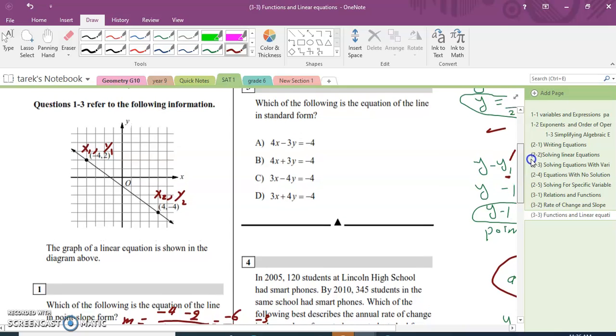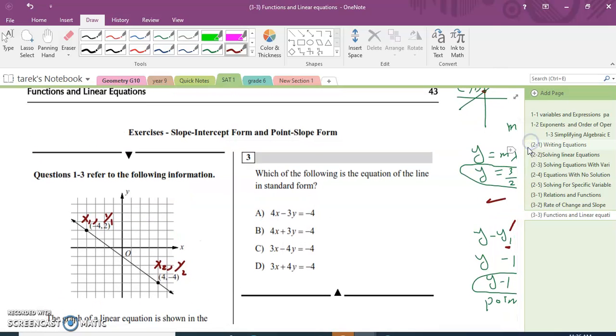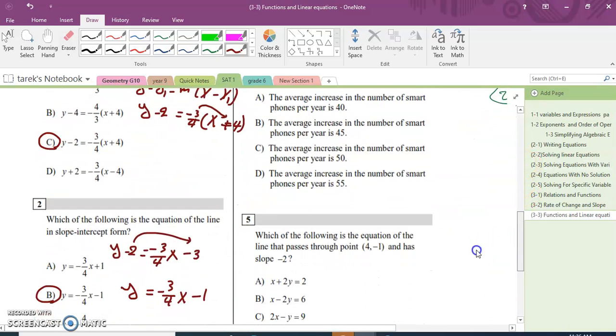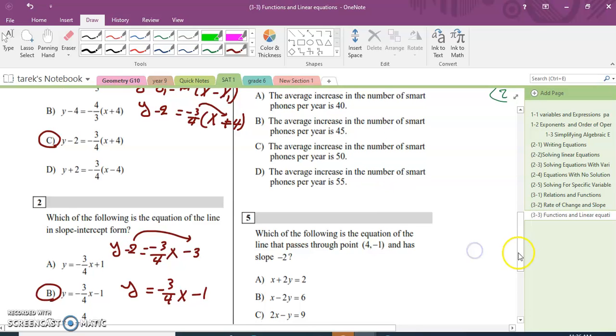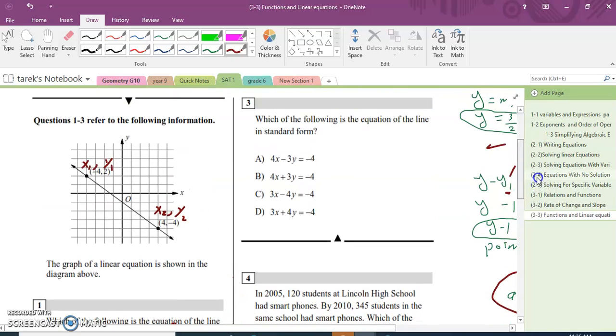Number 3 is here. Which of the following is the equation of the line in standard form? Also, I can use this one and simplify it. y equals -3 over 4x minus 1. Just get the x with the y. It will be y plus 3 over 4x equals -1.